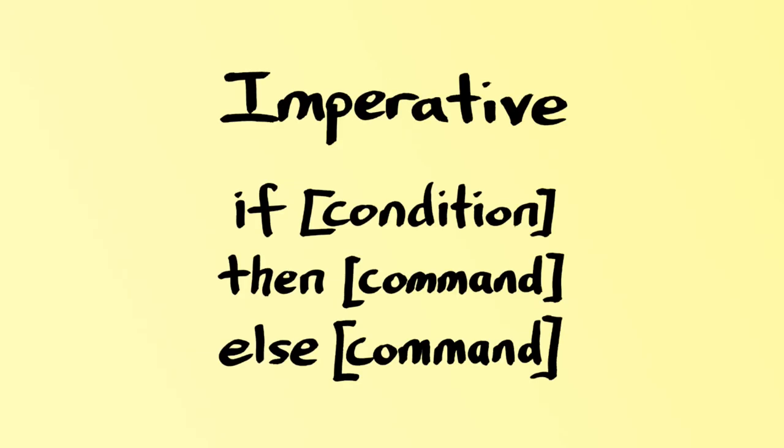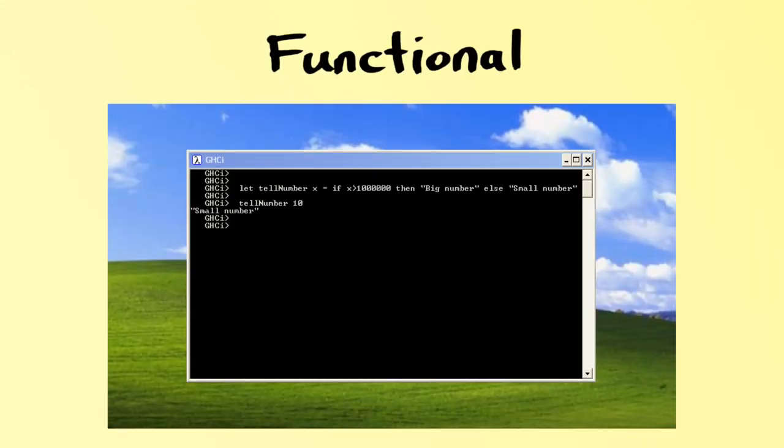So the conditional instruction in the imperative style might say, if today is a Thursday, then command the robot to pick up the dry cleaning, else command the robot to make dessert. Whereas the conditional function in the functional style might say, if input number is greater than a million, then this if then else thing evaluates to the string that's a big number, else this if then else thing evaluates to the string that's a small number.